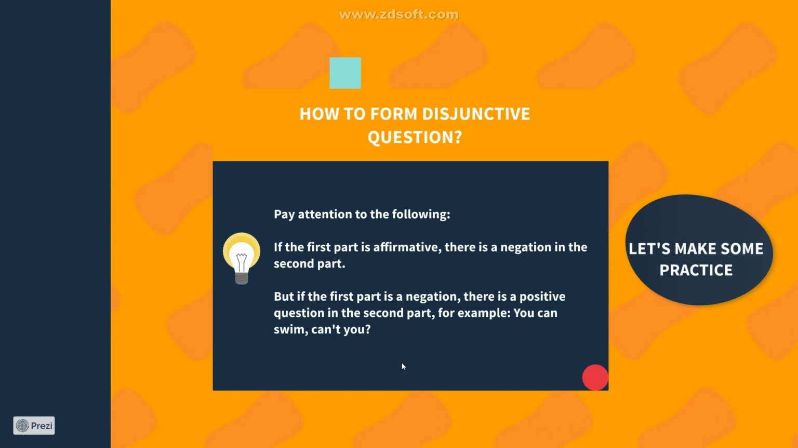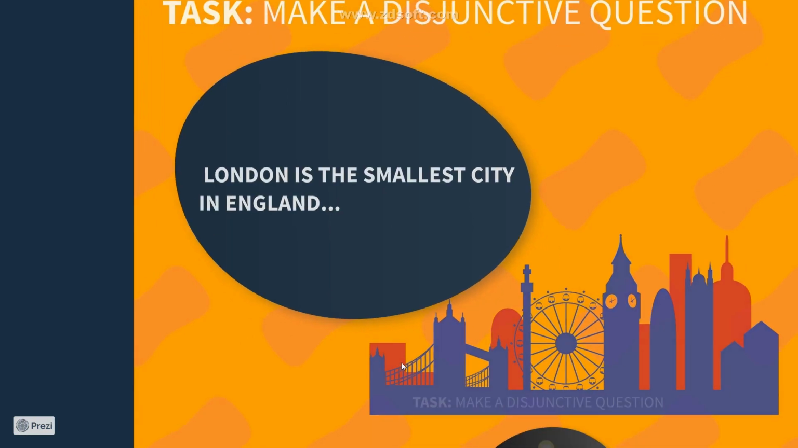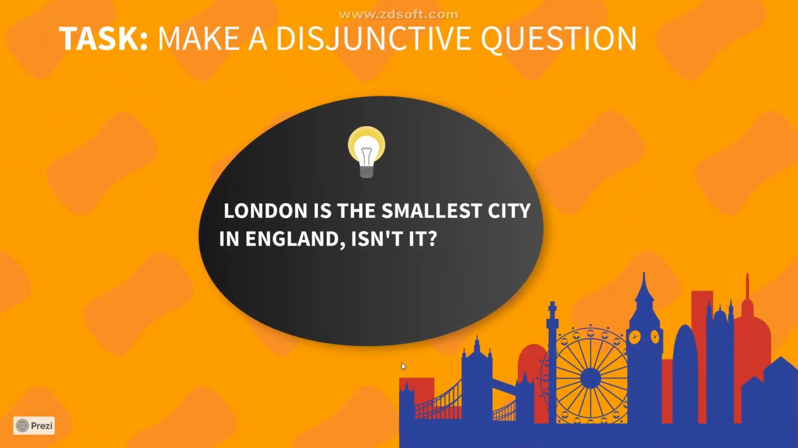So we know how to make such questions. We should speak about some practice. We should make a disjunctive question. London is the smallest city in England. How will we say? London is the smallest city in England, isn't it?